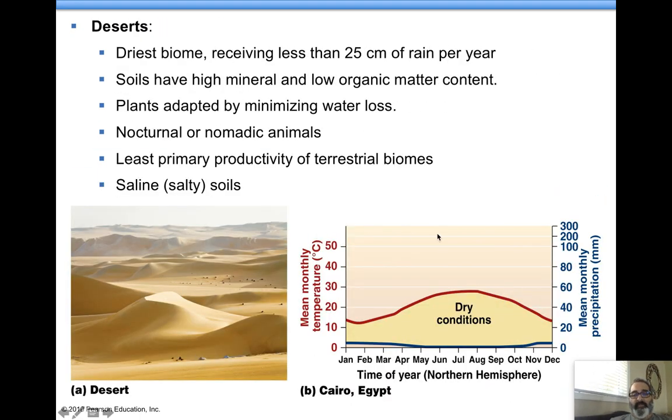You notice the desert? Look at the temperature. It's pretty warm. It doesn't even get that cold, and it can get cold at night. We do know that, but this is an average monthly temperature, and then it peaks out and comes back down. But there's hardly any precipitation all year. Not much photosynthesis at all. Lowest productivity of them all.